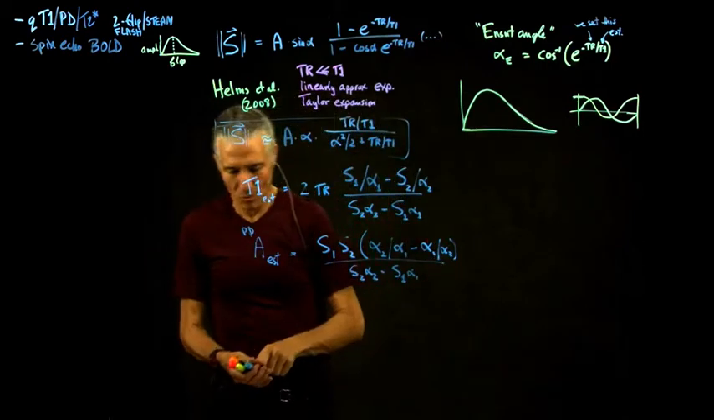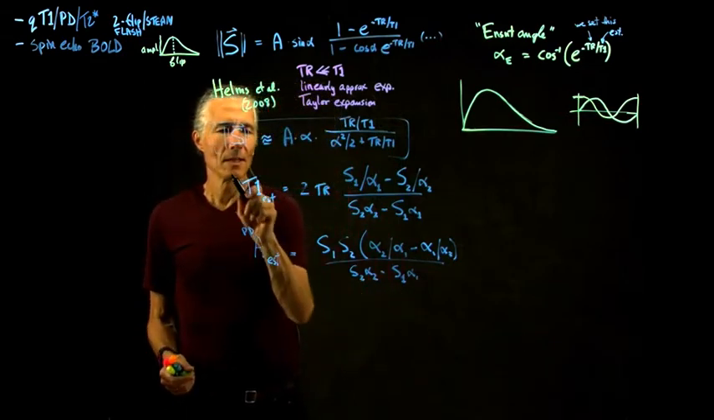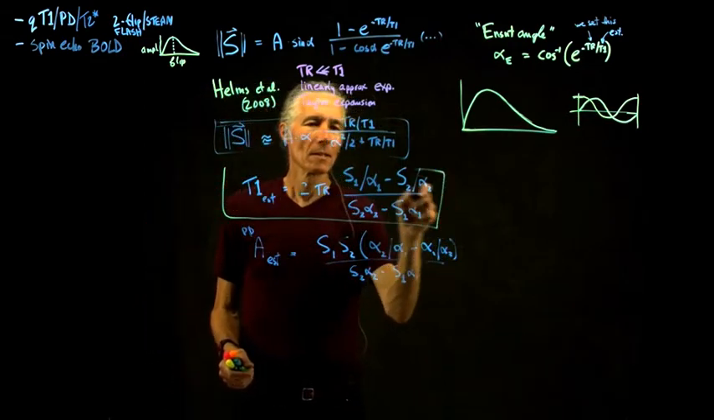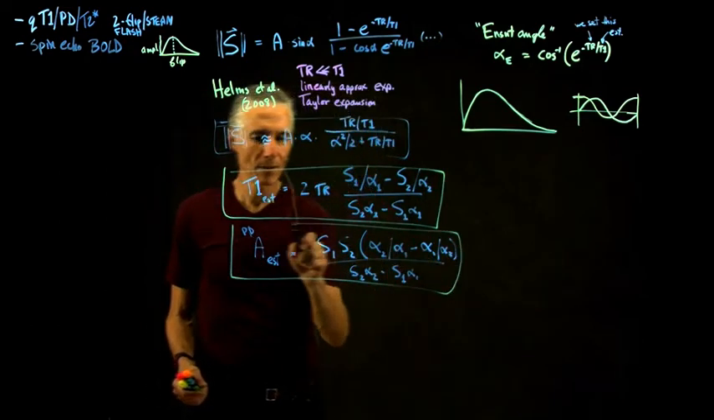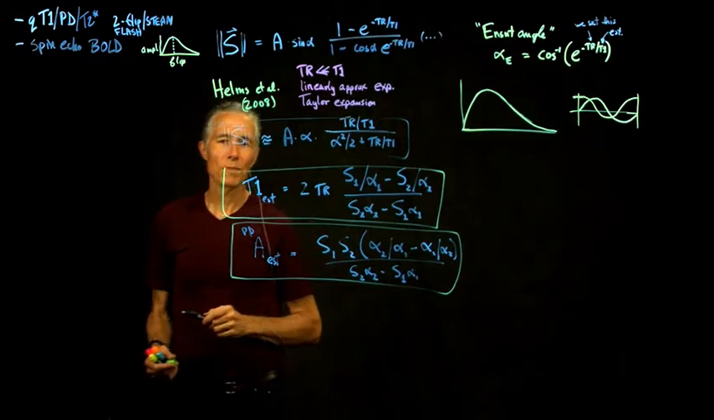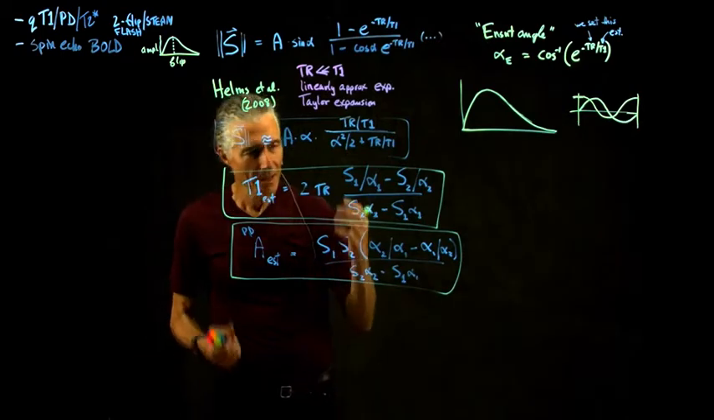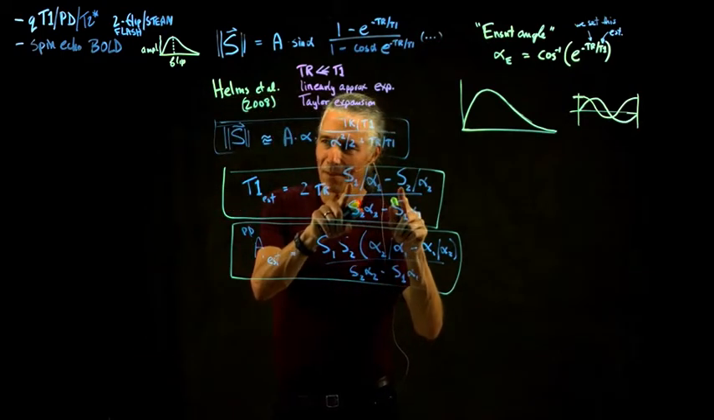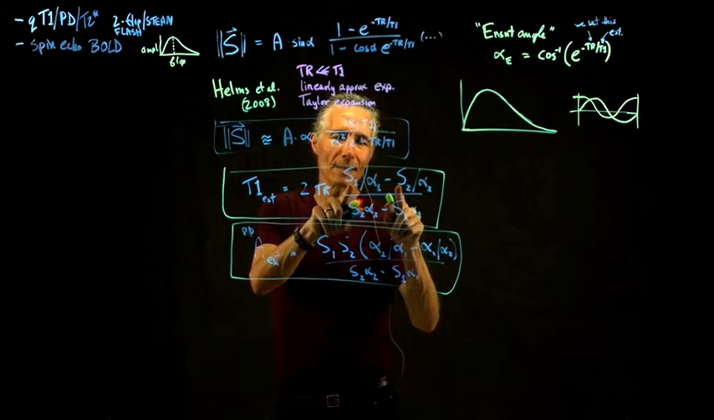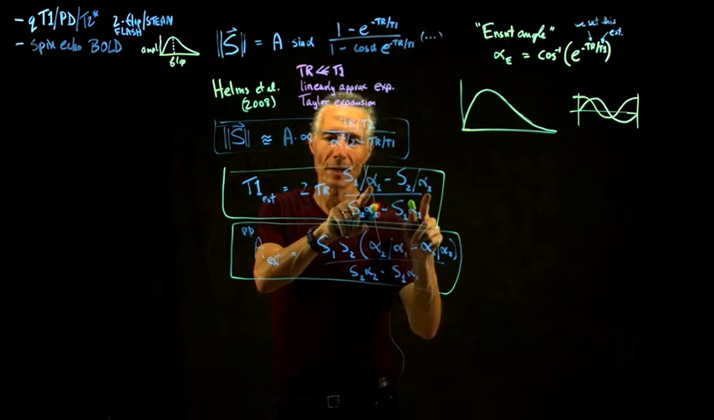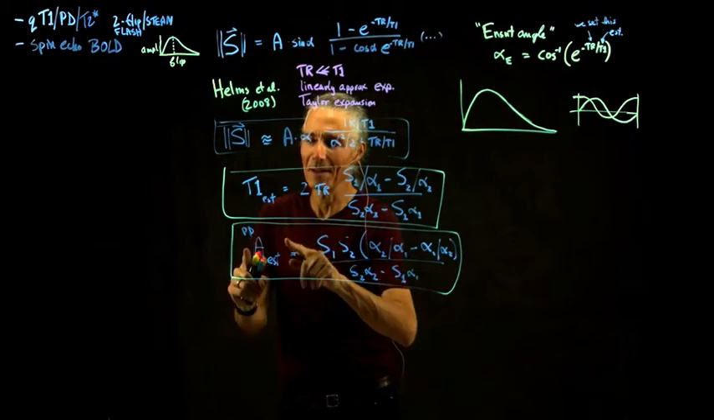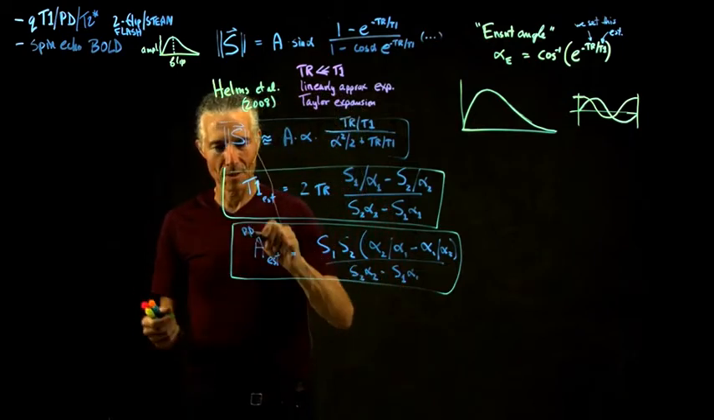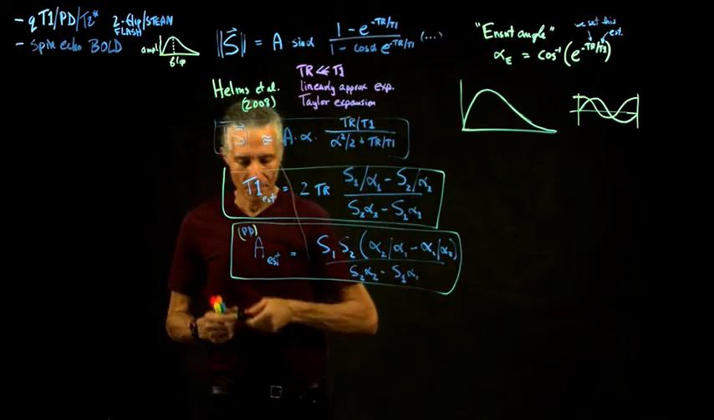Okay, so now we have 2 equations. Given 2 scans, 2 sets of 3D data sets, signal 1 and signal 2, that were collected for 2 different flip angles, we can now solve for the T1 and the proton density. So this is proton density here.